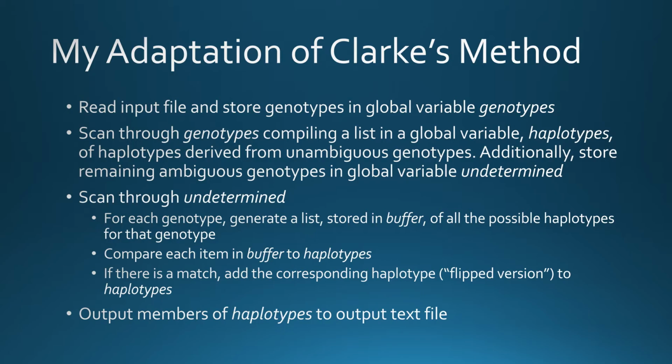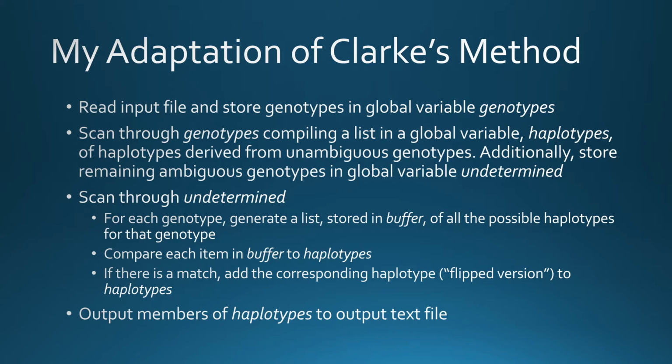Then we scan through undetermined, and for each genotype in undetermined, we generate a list stored in a variable called buffer of all of the possible haplotypes for that genotype. Wherever the original genotype was a 1, we split the genotype into 2 new ones, adding a 0 to one and a 1 to the other, and we continue to split the list and build it until we have a list of all of the possible haplotypes that genotype could be.